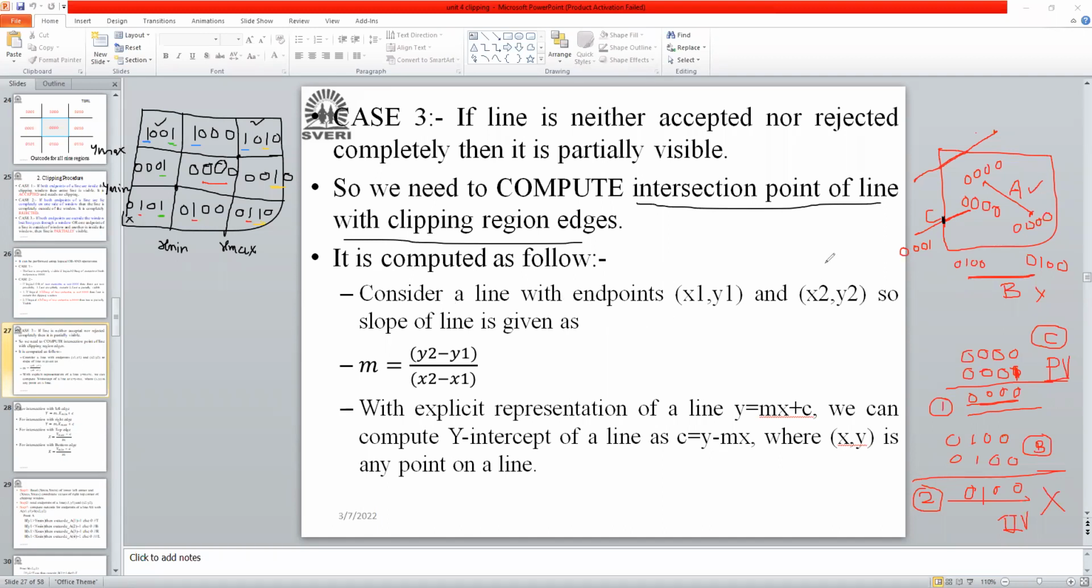So these endpoints are considered as x1 y1 and x2 y2. Then I will calculate the slope by using the formula y2 minus y1 divided by x2 minus x1. So I will use this formula, and once I have this calculation of m, then I know one coordinate of this intersection point.